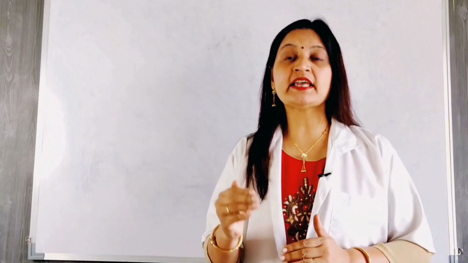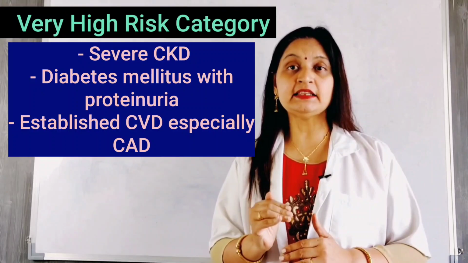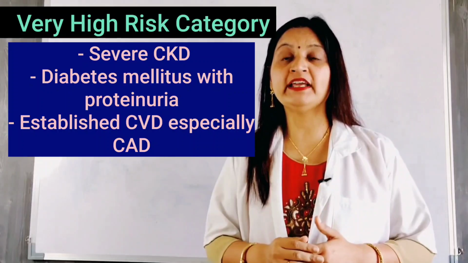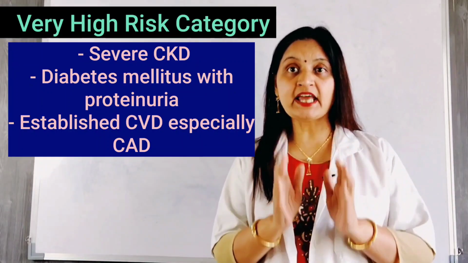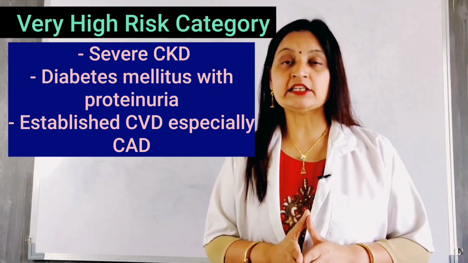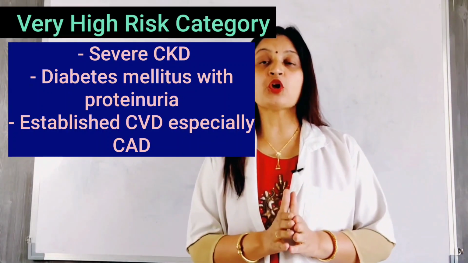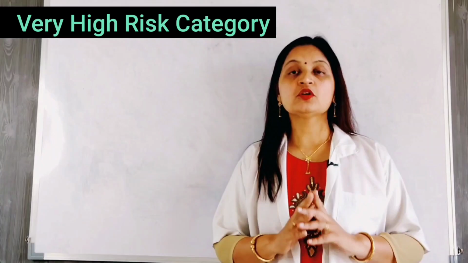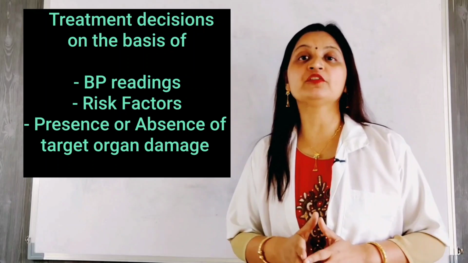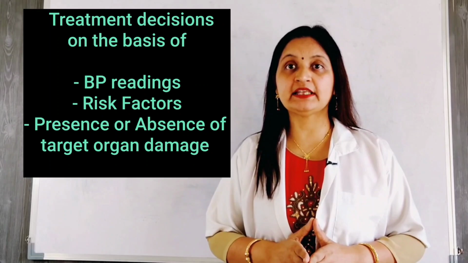In the very high risk category, the patients have severe chronic kidney disease with GFR less than 30 ml per minute, diabetes mellitus with proteinuria indicative of kidney damage, or patients with established cardiovascular disease, for example, coronary artery disease. So these are the patients that belong to very high risk category with evidence of target organ damage. So after considering the blood pressure levels, the risk factors and presence or absence of target organ damage, we can decide when to initiate antihypertensive drug therapy.